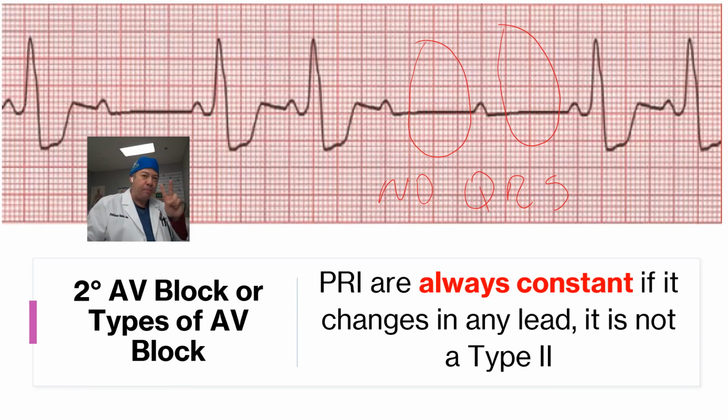So en el bloqueo tipo 2, el intervalo PR va a ser siempre constante. Lo que hace la diferencia aquí es que la onda P no va a estar antes del QRS complex, va a estar sola, como tú la ves aquí las dos, solamente una onda P sin el QRS. Esa es la diferencia.